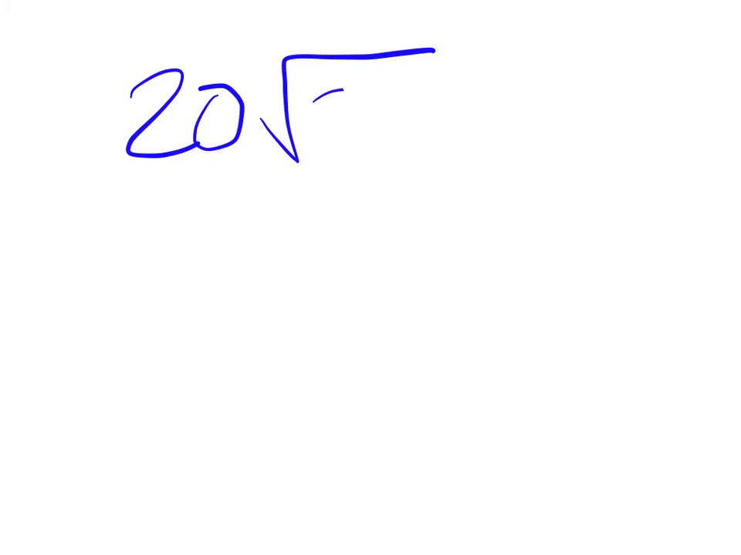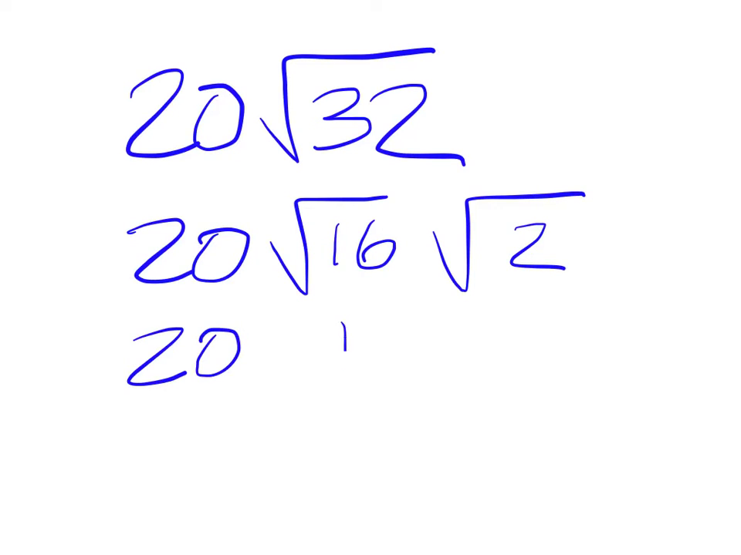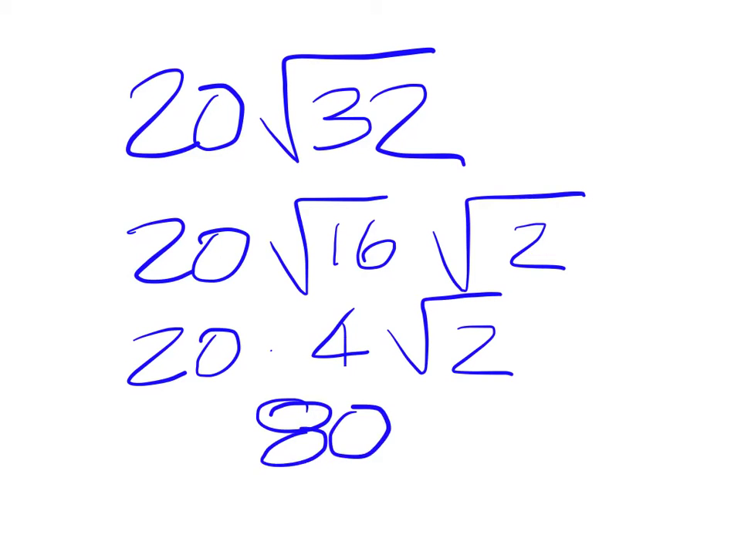Here's another one just like that. 20 square root of 32. The 20 stays, but that 32 can be broken up as 16 and 2. And the square root of 16 is 4. So that would be 20 times 4, which is 80, square root of 2.